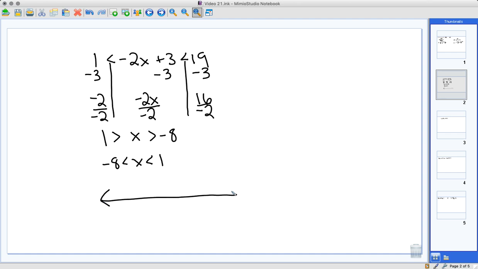Then you're going to graph. So 0, you've got 1, you've got -8. Determine open circles or closed circles. These are both open circles. And since it's an "and" problem, they point towards each other.